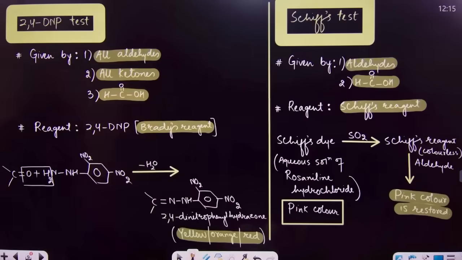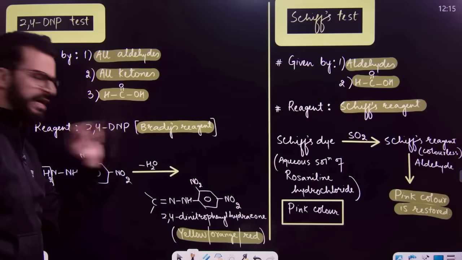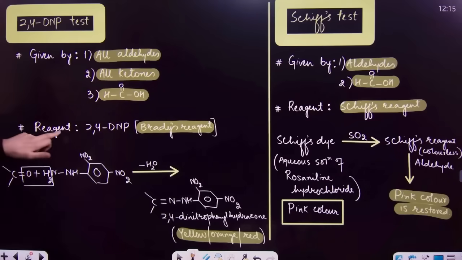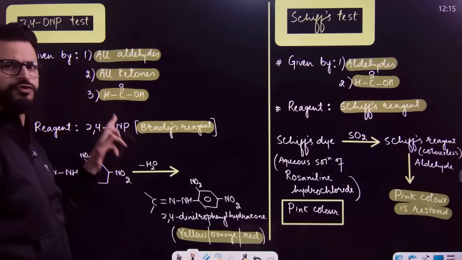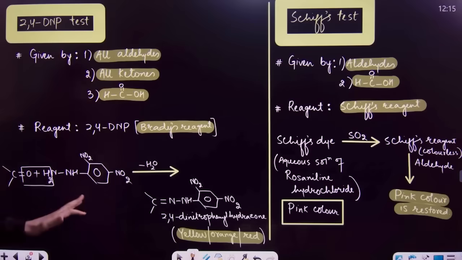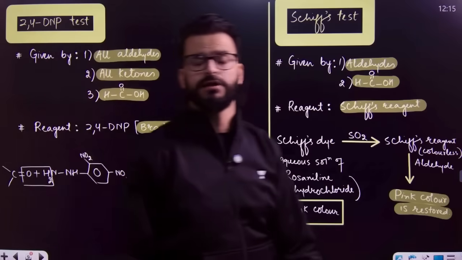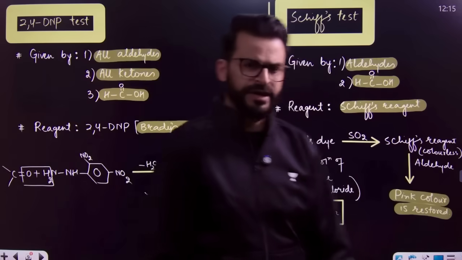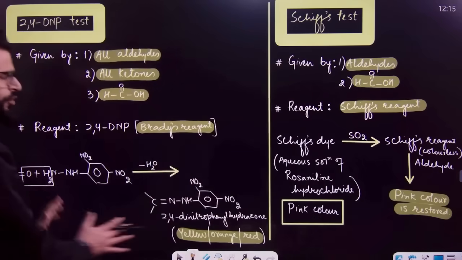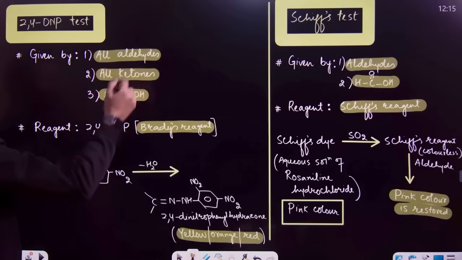After this, we will be having another test. This is known as the 2,4-DNP test. That means 2,4-dinitrophenyl test. So this is given by all aldehydes, all ketones, and formic acid. That means the reagent used over here is Brady's reagent, that means 2,4-dinitrophenyl hydrazine. What will happen over here? 2,4-dinitrophenyl hydrazone will be prepared, and its color will be either yellow, orange, or red. Remember, this reaction can also be used to distinguish these compounds from the rest of the compounds.